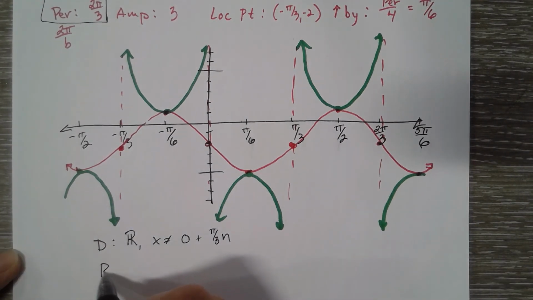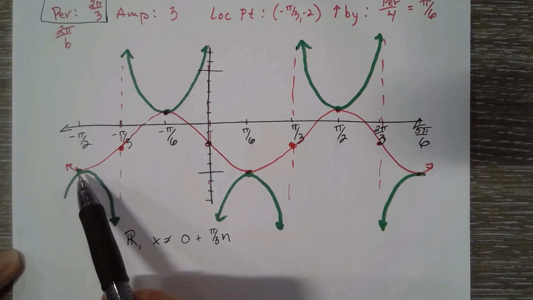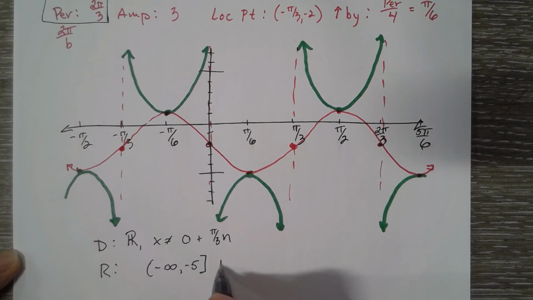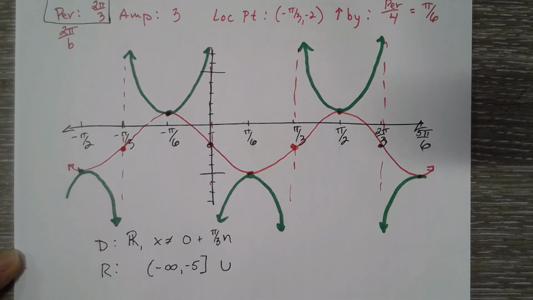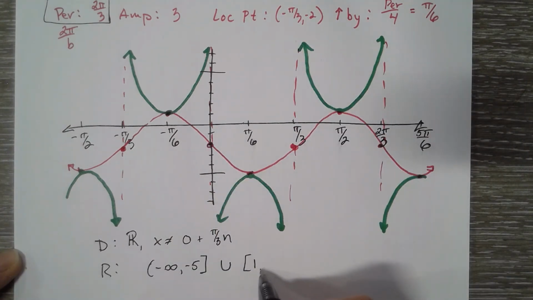The range, we know we go all the way up to this point, which is -5. So y has to be, I'll go interval notation, -infinity to -5, and then union, meaning combining the two intervals. Then it starts at 1 and goes up, so from 1 to infinity. There's your range.